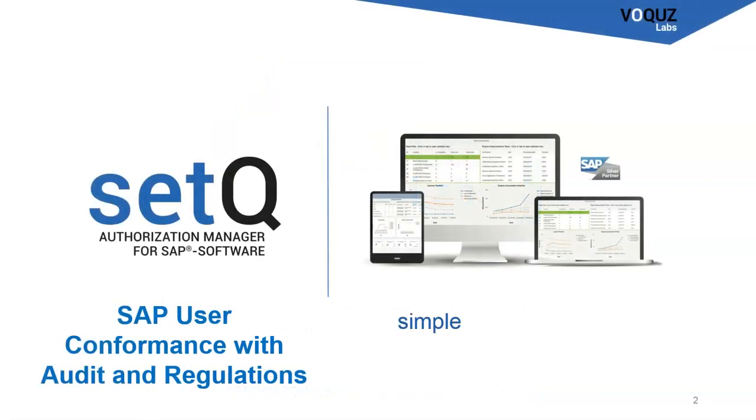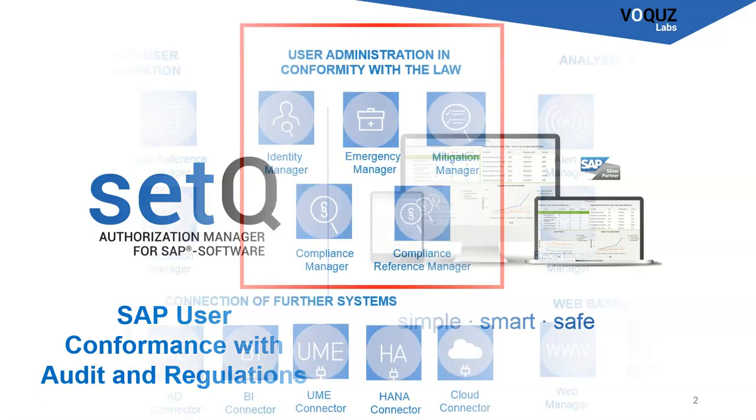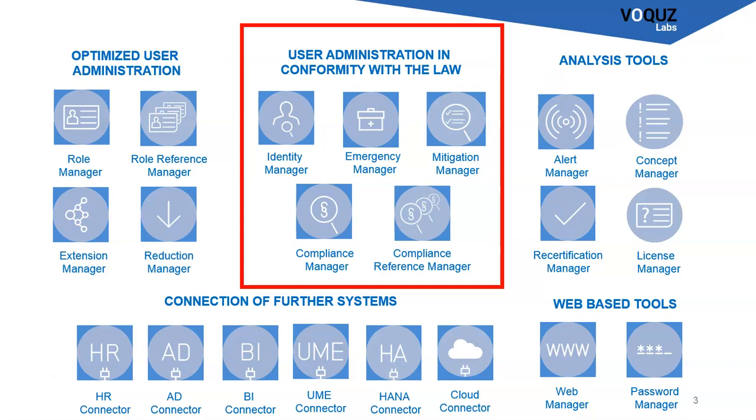In today's setQ, we're going to look at the SAP User Conformance with audit and regulatory requirements. So setQ comes with 5 specific modules or managers that help SAP administrators in conforming with the relevant regulations, the audits and the law. The first of these is Identity Manager. We also have an Emergency Manager, a Mitigation Manager, Compliance Manager and a Compliance Reference Manager. Let's have a quick look at each of these managers in a little bit more detail.